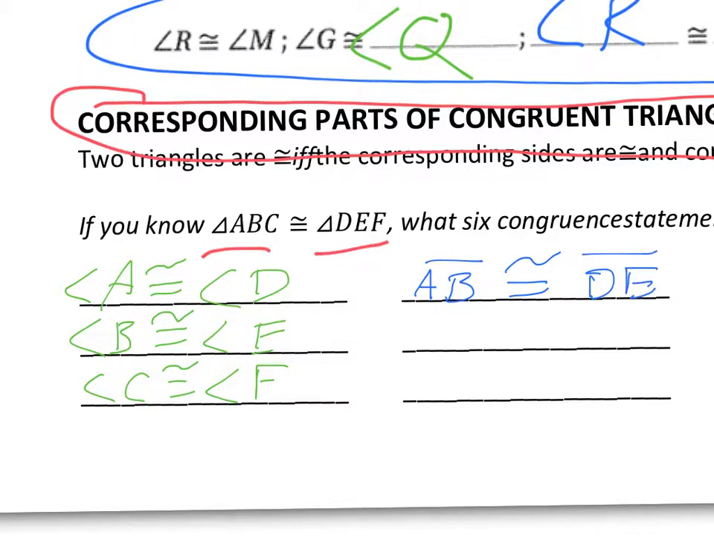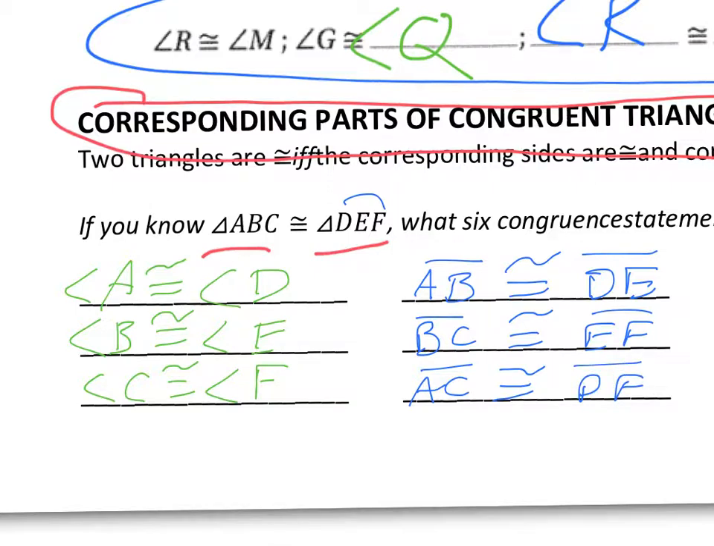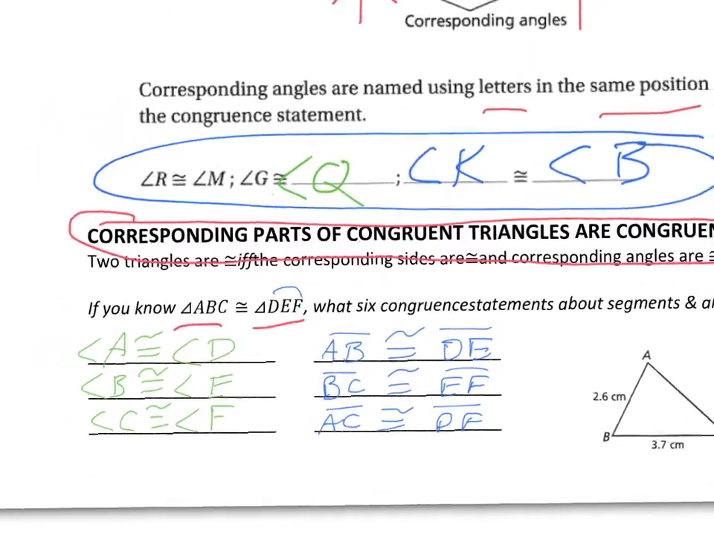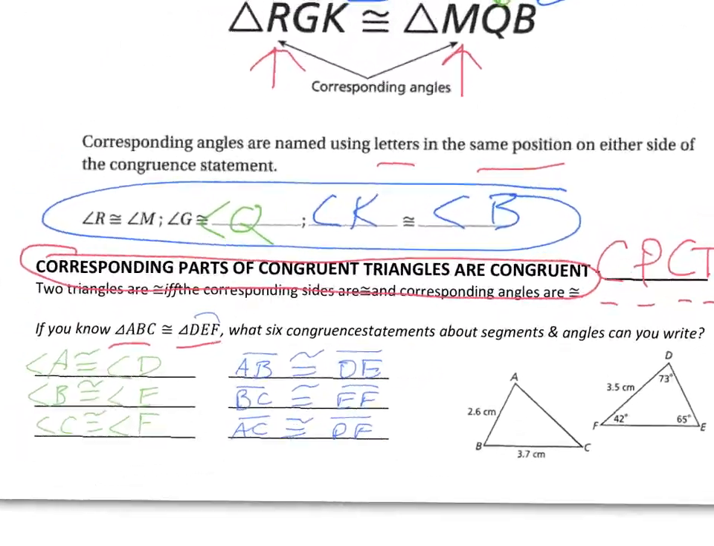The second 2 would be BC, and that would be congruent to the second 2 letters, which would be EF. And then we take the first and the last letter, AC, and make that congruent to the first and the last letter, which would be DF. And there we have the 6 congruent statements: 3 angles, 3 segments. Now let's look at how this looks in comparison to these triangles.